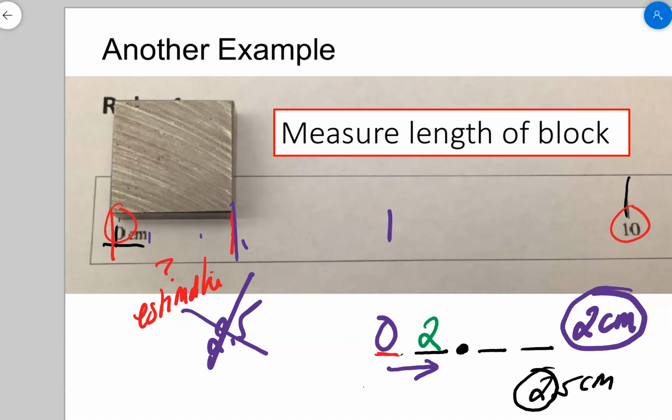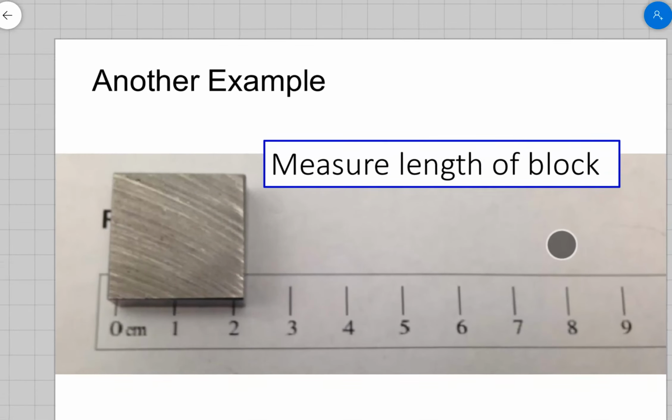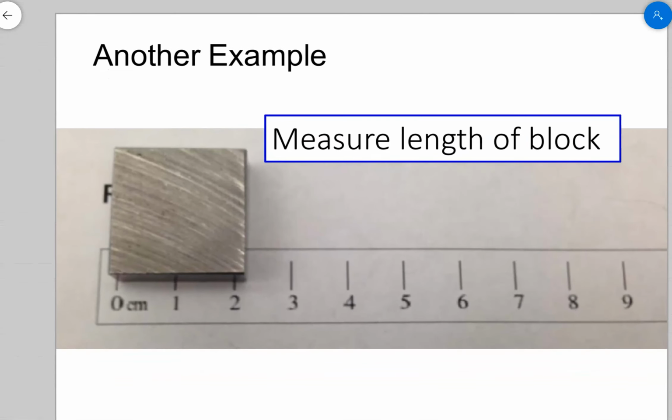Okay, that one's a little confusing because we don't usually see measuring devices that don't have the tick marks. So now let's see how it might work more typically. This is a more typical kind of measuring device. Okay, it's the same exact block.